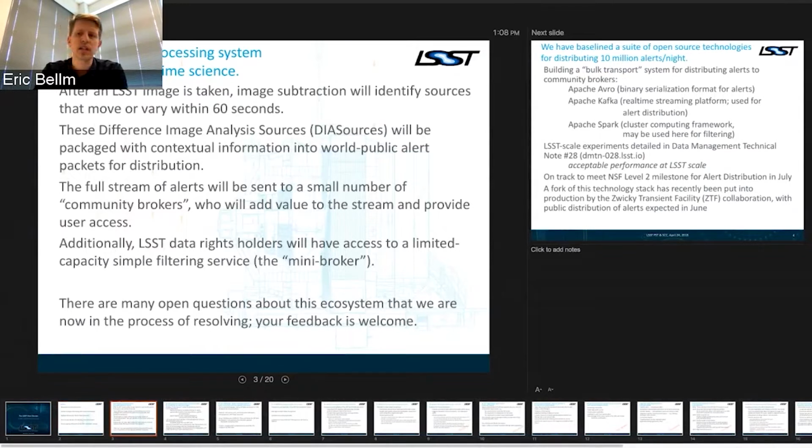But the world in this case really means a finite set of community brokers who are receiving that full terabyte-scale stream, and then potentially adding additional value by cross-matching or performing classification or adding other sorts of contextual information, and then providing user access to that stream.